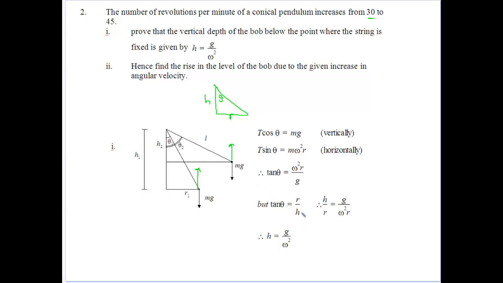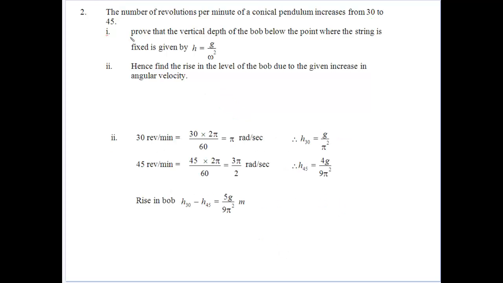So tan theta is equal to r on h. So we can start to establish that h on r is equal to gravity on omega squared r, because we can flip that one, and then we can cancel our r's and get h equal to gravity on omega squared.